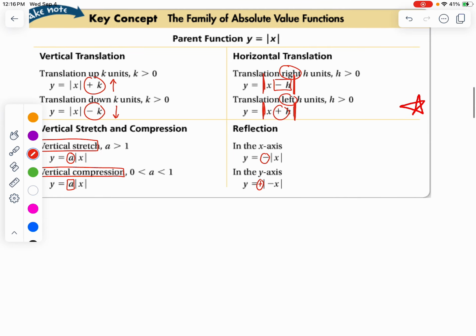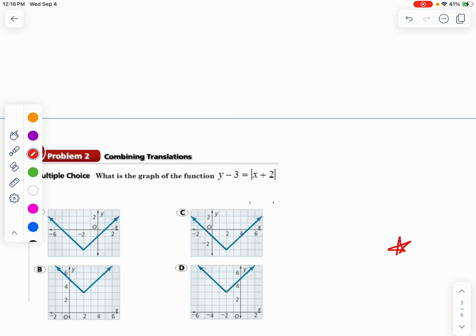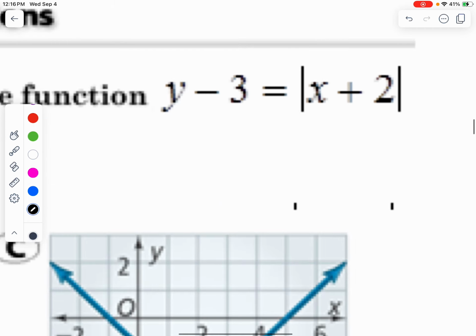And now we're going to go ahead and apply those things. So problem 2. I do have an issue with problem 2 when I see it right away. It says which one's the correct graph. You see this 3? We need this 3 to be on the other side, because we want y to be isolated at all times. So let's add 3.